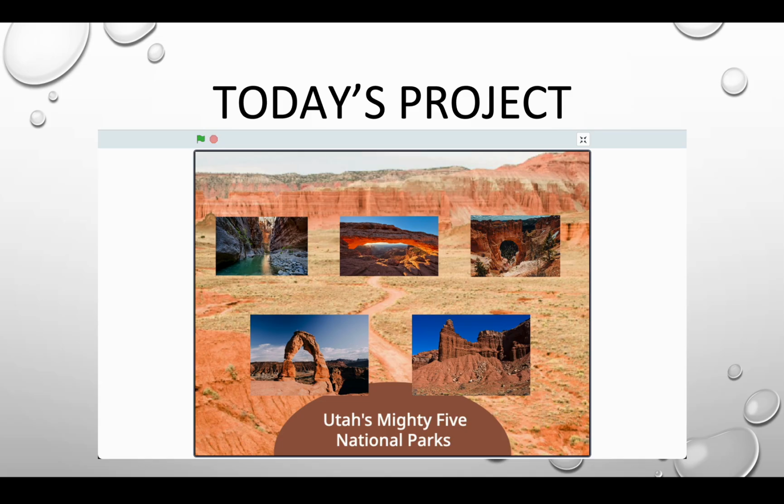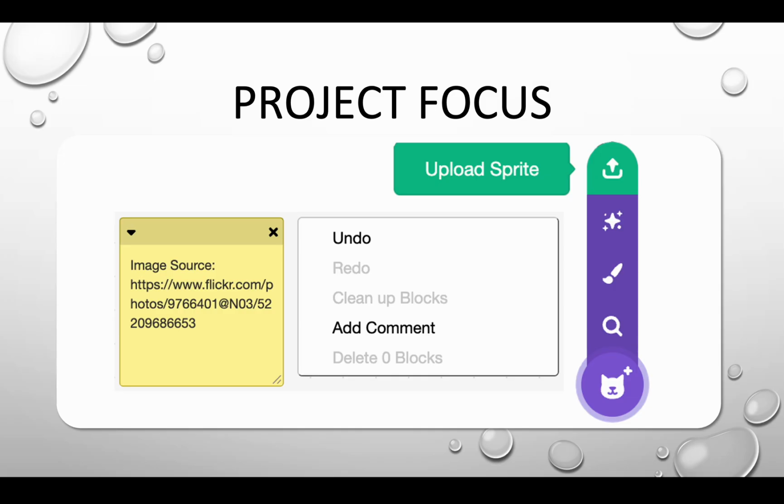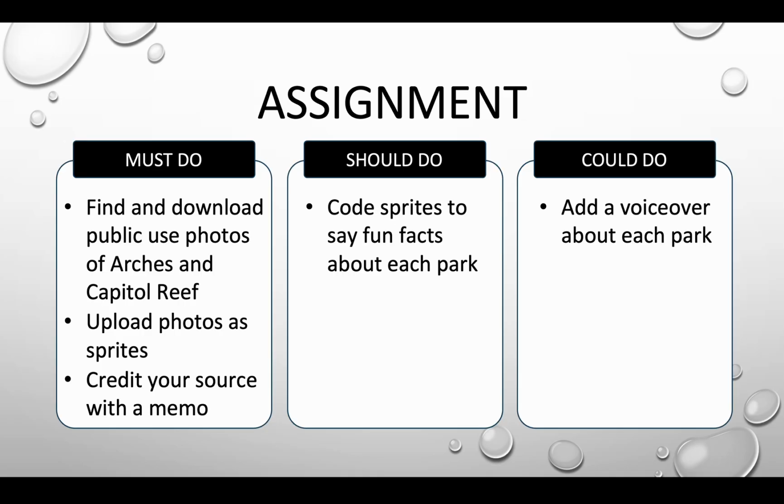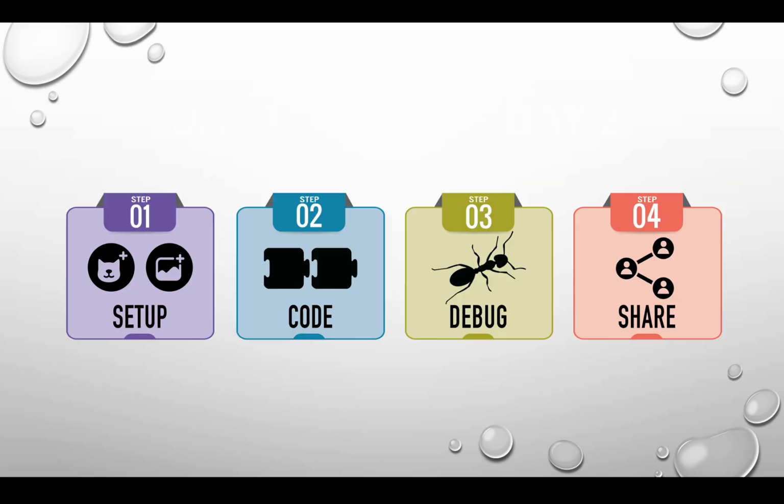So let's get started. The focus today is learning how to add a comment and how to upload your own sprites. What we must do in this project is find and download the photos of Arches and Capitol Reef that are public use, upload those photos as sprites, and credit the source with a memo. What we should do is code those sprites to say fun facts about each park, and we could also add a voiceover about each park.